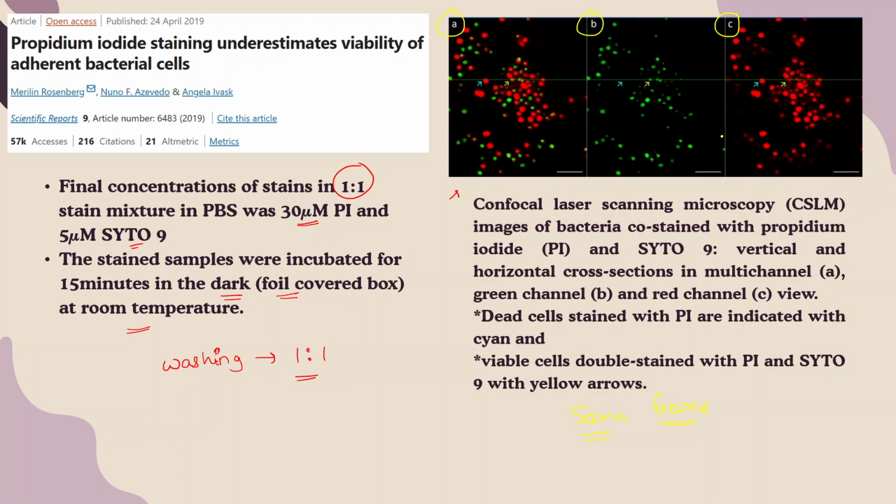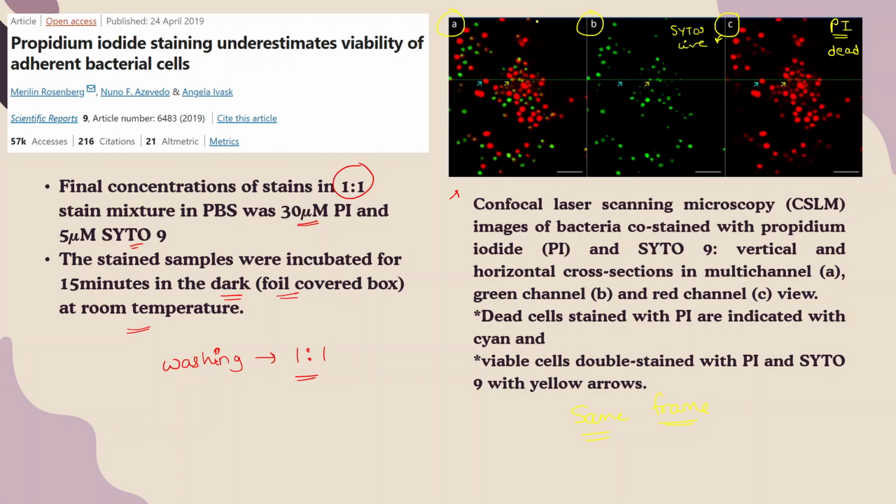For example, first we will look at the C section. In the C section you can see that they have set the PI wavelength, and all the cells are appearing red, indicating that the cells are usually dead. In the B section they have stained it with Cyto9, indicating that most of the cells are still alive. So you can see live cells here.